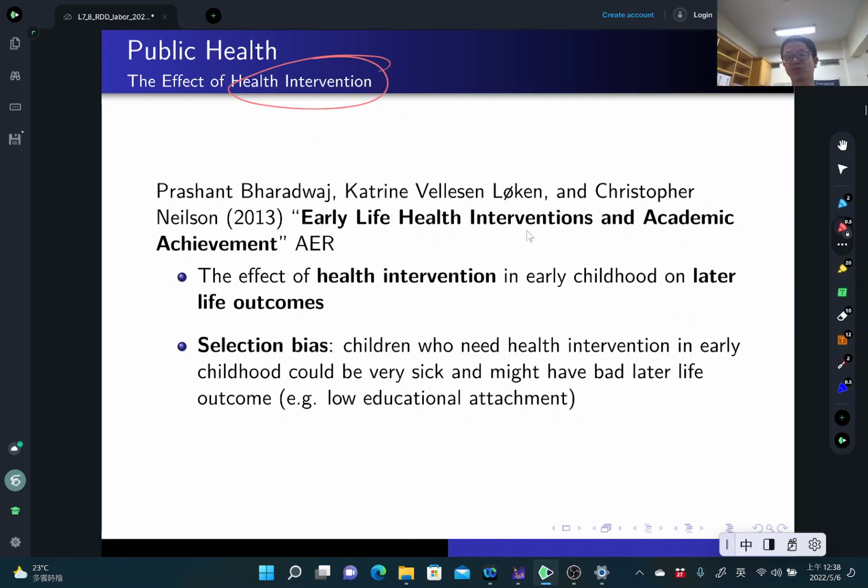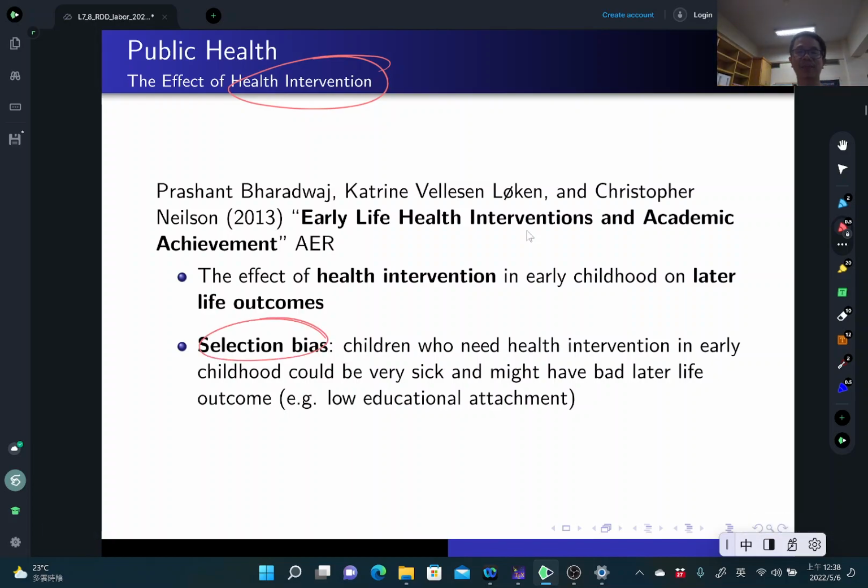But actually it's very hard to verify because there's a selection bias. Those who need health intervention must be very sick. So that's why they have to go to hospital. So if you compare the people who receive more health intervention with those who receive very little, who do not stay in the hospital, you might find those who stay in hospital are sicker. But does this mean health intervention makes them sicker? It's obviously not. It's just due to the selection bias.